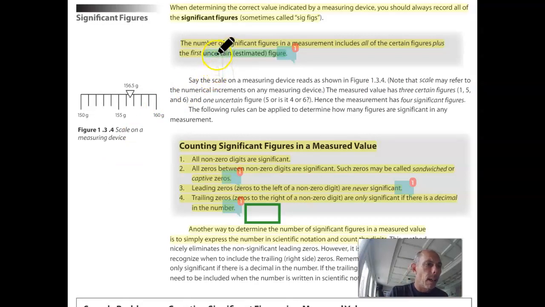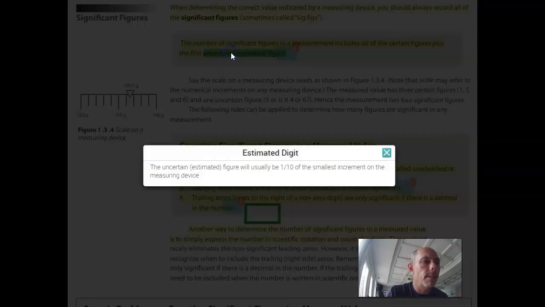This is a little overlay here. When you see things in green, that means you can click on them, and up will pop a little box explaining a little bit more. In this class, the estimated digit, or the uncertain digit, and this is convention in science, it's not just this class, is for us going to be, or usually, 1/10 of the smallest increment on the measuring device.